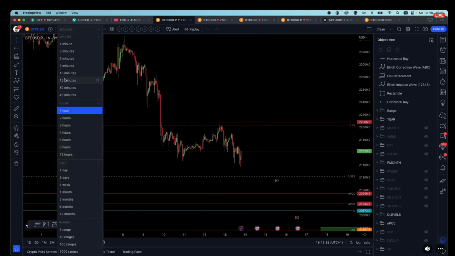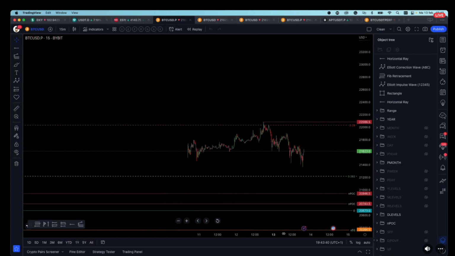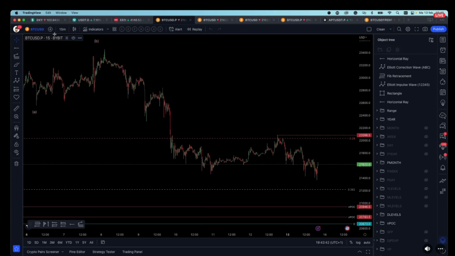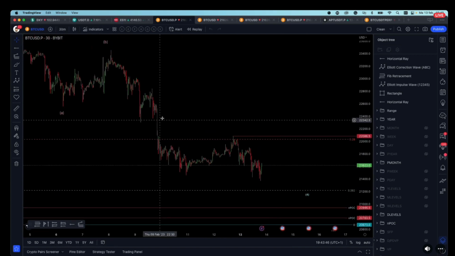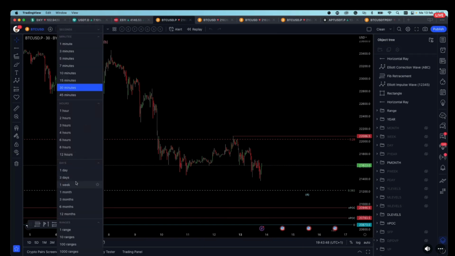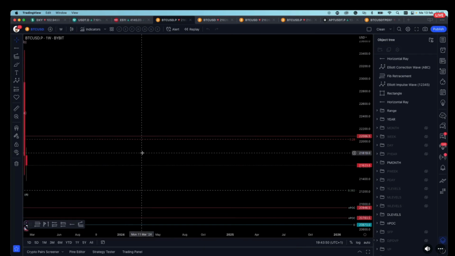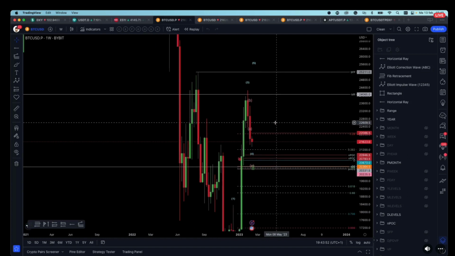And the best way to look at market structure is actually on a 15-minute chart or a 30-minute chart, for a short-term local market change, if that makes sense.